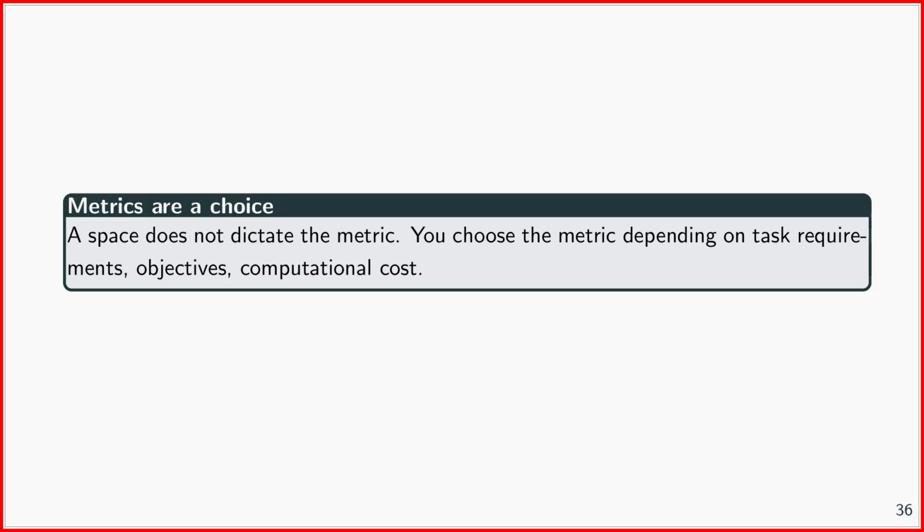And something which I also want to stress is that metrics are really a choice. So if you have a space, this does not really dictate the metric, but instead you are the one who can choose the metric. And this really depends on task requirements, objectives, and also computational cost of computing a metric or a distance function.